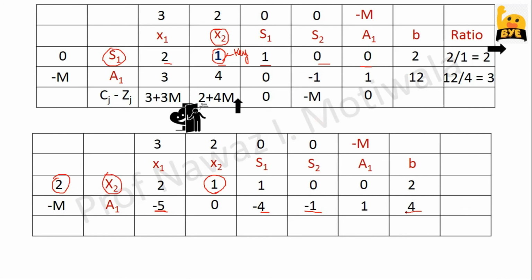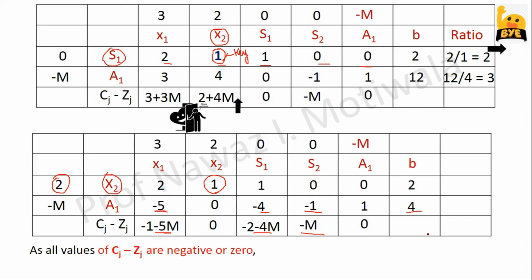After this, the next step is to find out the values of Cj minus Zj. So for Cj minus Zj, again we know that the variables which are basic have Cj minus Zj value as 0. Hence I will write 0 directly in the columns of x2 and a1. Next step, calculate the Cj minus Zj for these particular positions. Again I can use the cross multiplication technique and find the values as -1 minus 5M, -2 minus 4M and -M. Now what is our observation? Our observation is all the values of Cj minus Zj are either negative or 0.